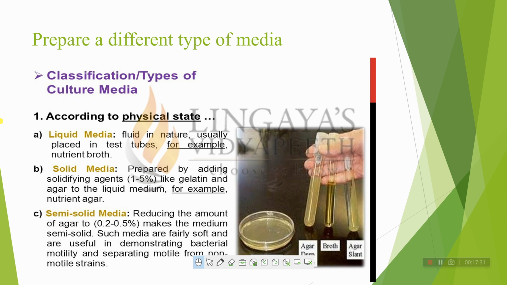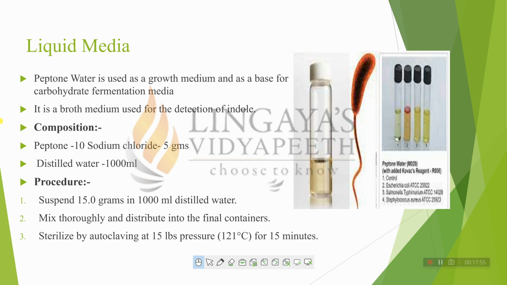Then there is semi-solid media. In semi-solid media, we reduce the amount of agar or gelatin that we are using to solidify the media. Generally 0.2 to 0.5% is used so that the medium remains semi-solid. Such media are fairly soft and are useful for demonstrating bacterial motility and separating motile from non-motile strains.